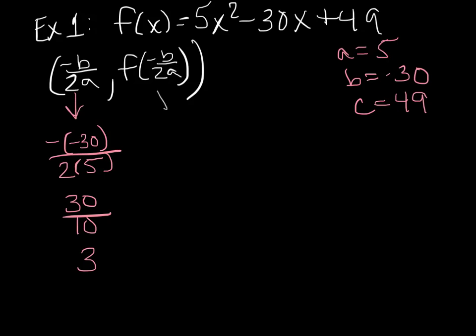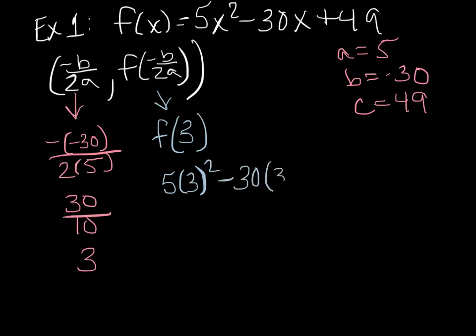Now we find my y. You're going to take what you got for the x, which was 3, and plug it in to f. So I'm going to have to find f of 3. So I'll plug that in. I'm going to get 5 times 3 squared minus 30 times 3 plus 49. So I'll get 3 squared is 9. 9 times 5 is going to give me 45 minus 90 plus 49.